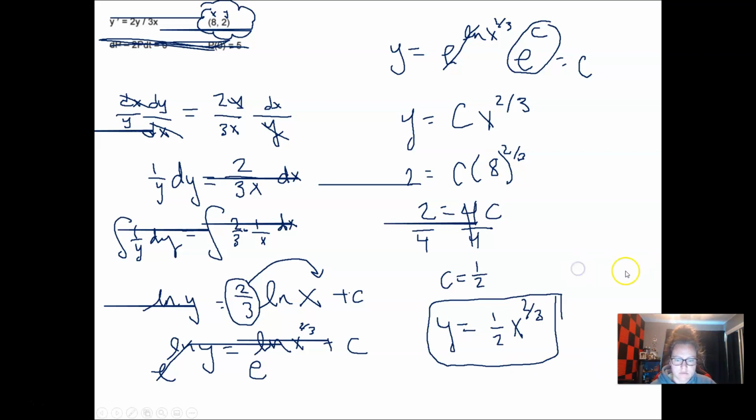Okay, hold on, guys. There we go. Okay, so like I was saying, that is the particular solution because I found what C was and plugged it in.